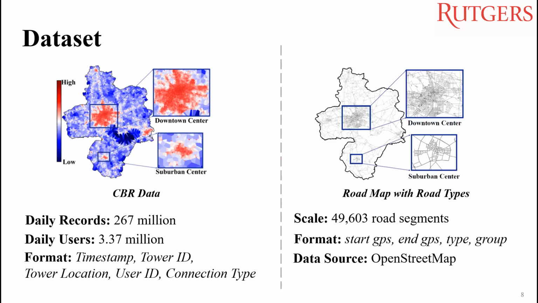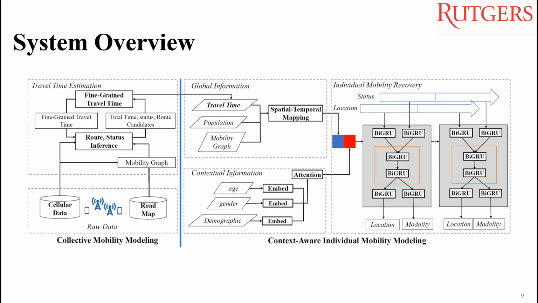This is the data set we use, CBR data collected by a major network operator in the city, and some open source data like OpenStreetMap data. To solve uncertainty and data sparsity on individual user data, we designed a system with two major components. One is on the left side, collective mobility modeling. The other is on the right side, individual mobility modeling. In the first step, we estimate the average travel time on mobility graph based on collective user mobility patterns. In the second step, we estimate the location and the modality of individual users based on a machine learning solution.